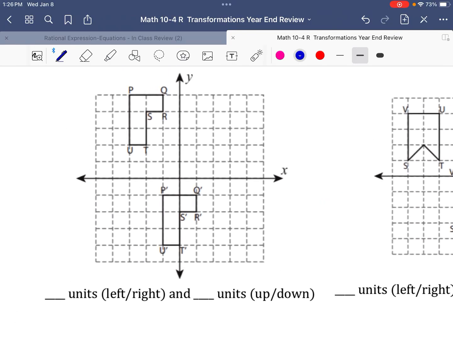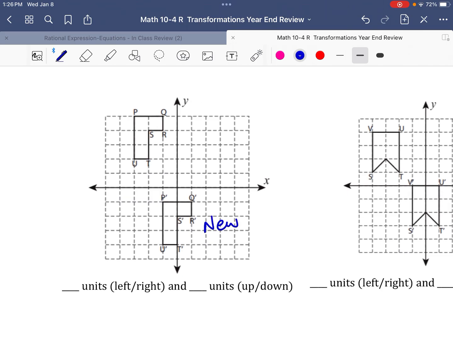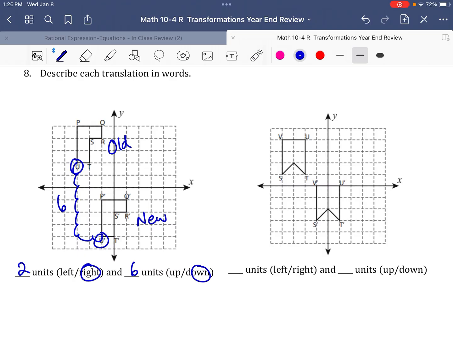Let's talk about this one. So when we're talking about this in words, we just have to describe where something goes from. So you'll notice that this is the new thing, and this is the old thing, the original. So let's pick U, and we're going to go to U prime. So 1, 2, 3, 4, 5, 6 down, and 1, 2 units right. So we're going 2 right and 6 down. So maybe pause the video and check out the next one here. See if you can do it.